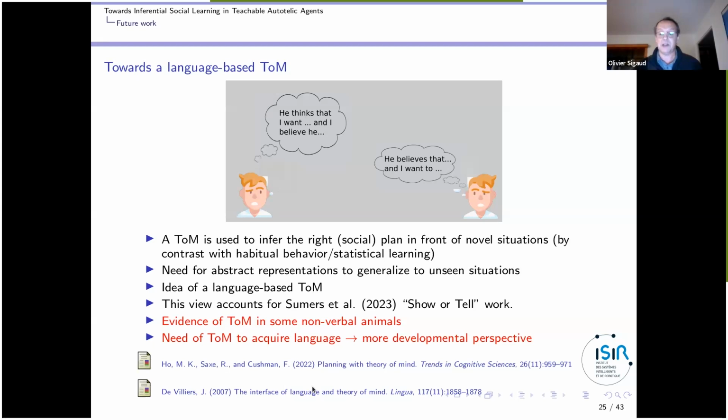So we would need to go to these questions with a more developmental perspective, where instead of having ready-made large language models and a ready-made theory of mind, we would be interested in how to build a theory of mind based on the language and to build language understanding based on the theory of mind.